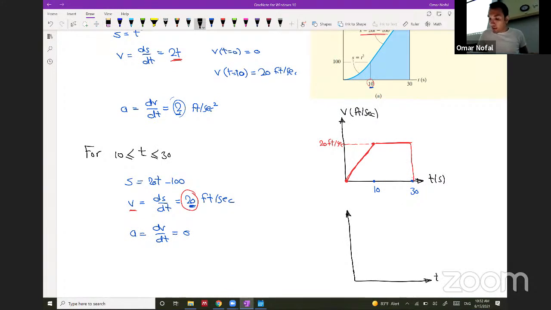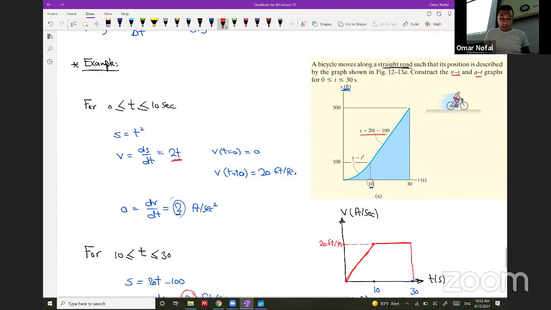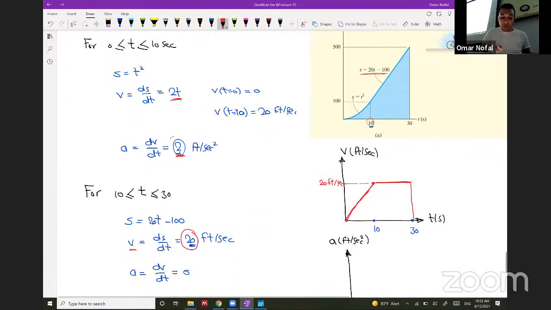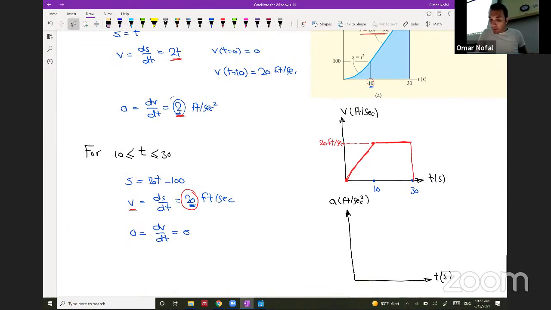Second one, which is t in seconds and the acceleration in feet per second squared. From 0 to 10, we will be using this function, which is equal to the constant 2. So let's have it here at 10 and then 30, and let's draw the curve. It will be equal to a constant, and here's 2, positive. And from 10 to 30 it is equal to 0. So here it will be 0. So we only have acceleration in this interval.